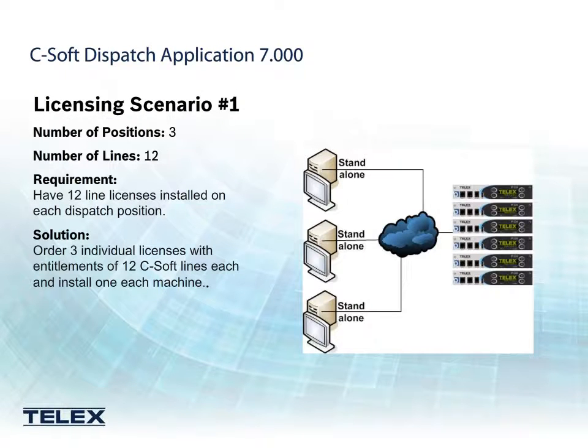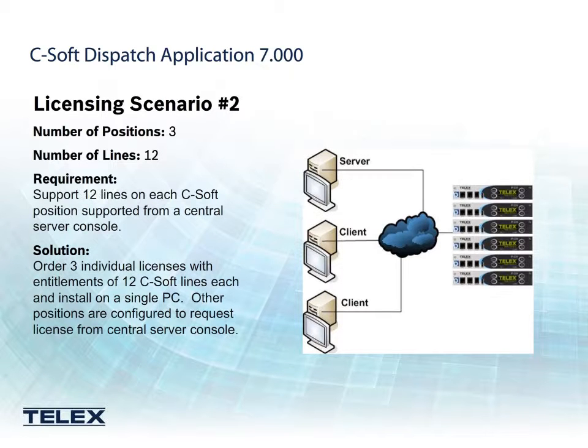In Scenario 1, we will have 3 positions needing to control 12 radio resources. The requirement is that each position be independent of each other. This is much like we do today with individual dongles. The solution is to order 3 individual license entitlements of 12 lines and install 1 on each position.